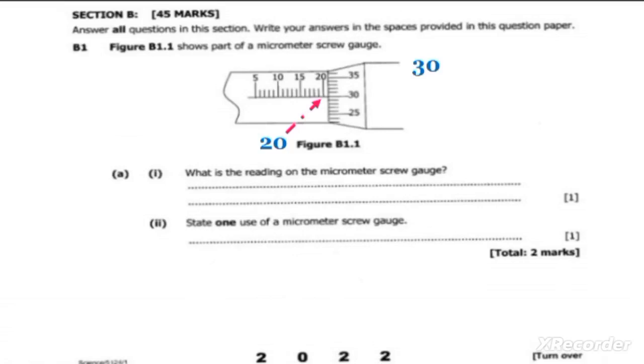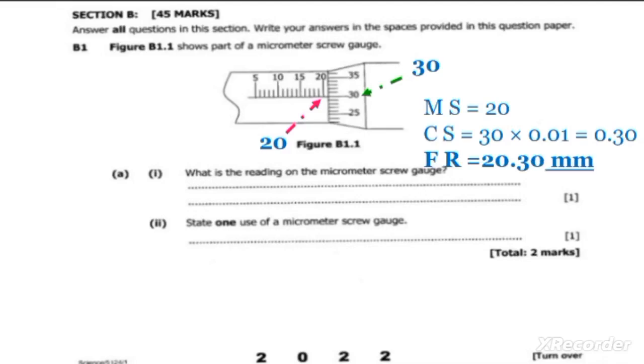Okay, so the mark from the main scale is 20 and the mark from the sleeve scale is 30. So the main scale is equal to 20 and the circular scale is equal to 30 times 0.01 is equal to 0.3 millimeters. So to find the final reading, we are going to say 20.3 millimeters. So this is our final reading. So we have added these two numbers.